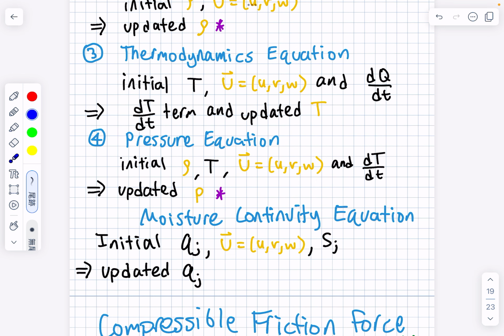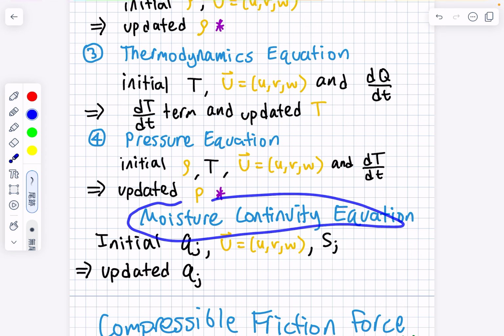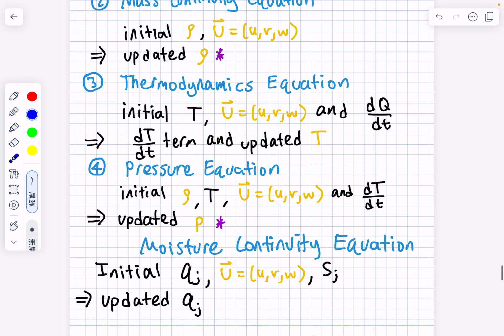And finally, we're interested in how moisture is distributed, because the moisture tells us how these terms, dq/dt and dT/dt, change. So we will use the current moisture amount, current velocity, and the source sink term of the moisture continuity equation to update the moisture. And that will complete our entire system.